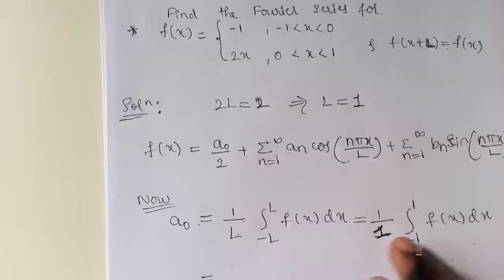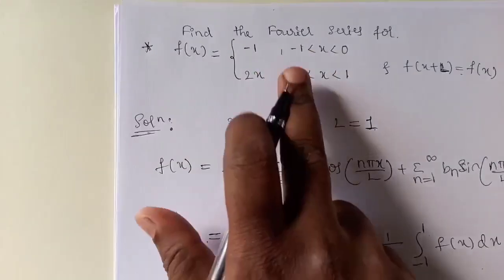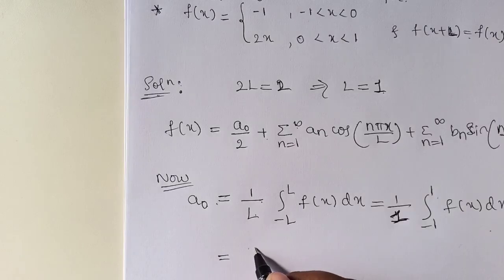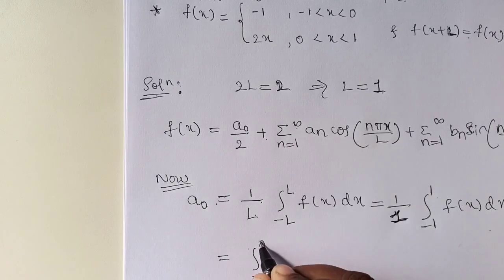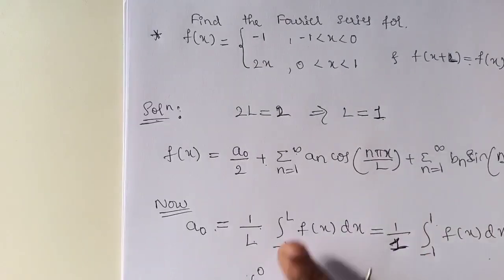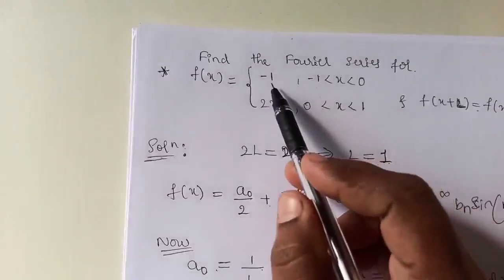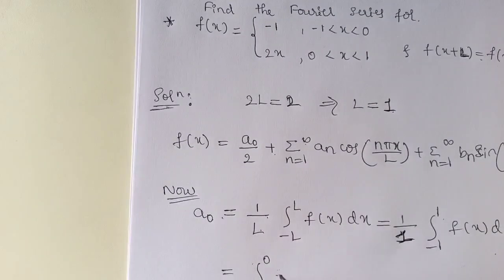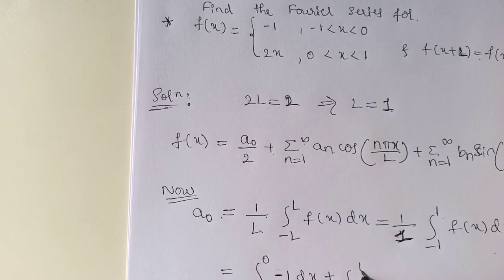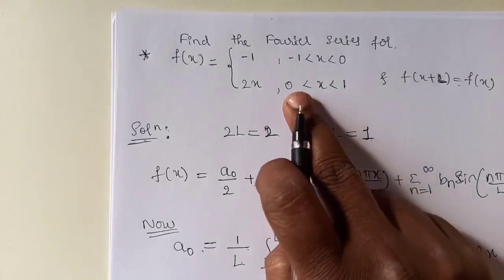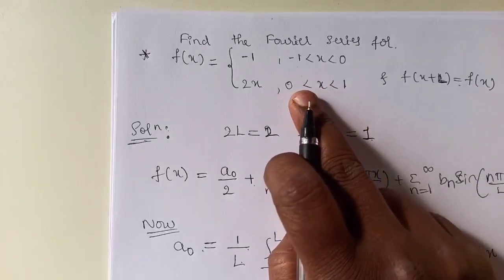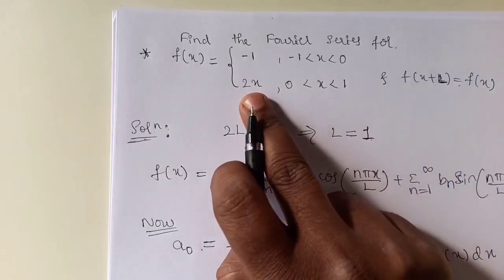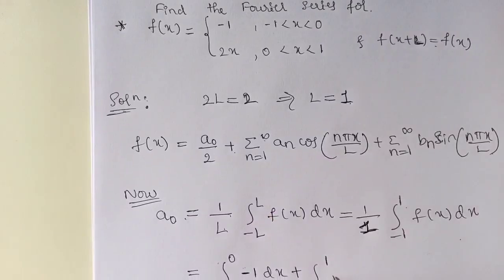The integration is divided into two intervals. The first interval is -1 to 0, where the f(x) value is -1. Therefore it is the integral of -1 dx, plus the integral from 0 to 1, where x lies between 0 and 1 and the function value is 2x. Therefore we write 2x dx.